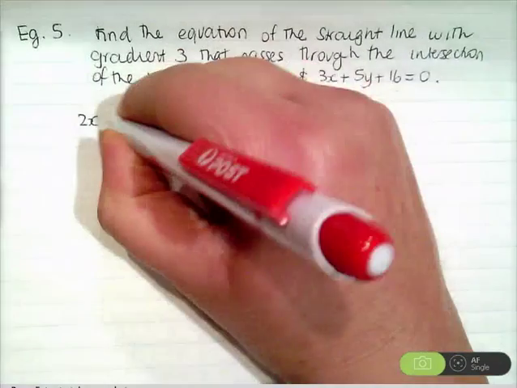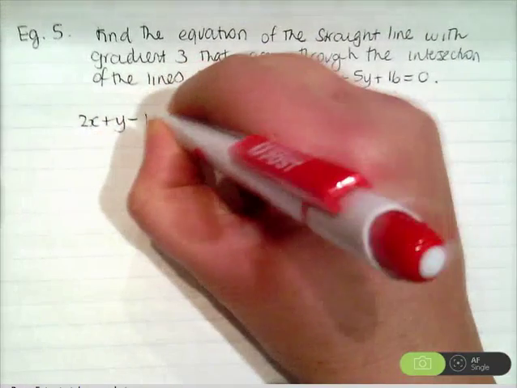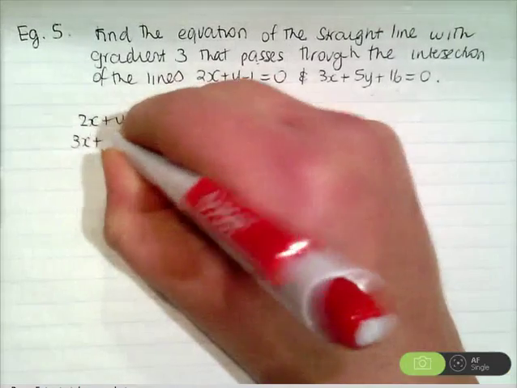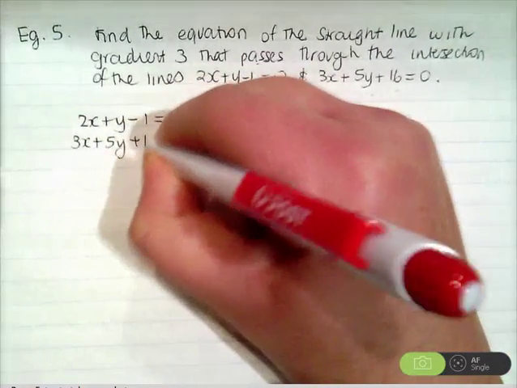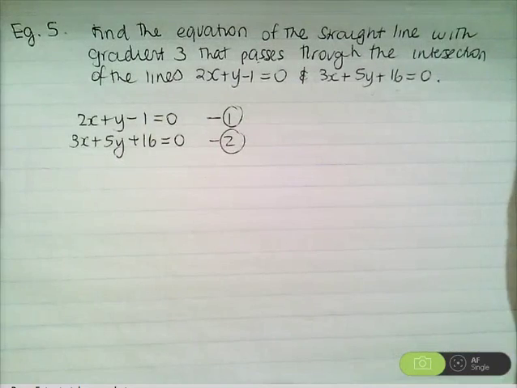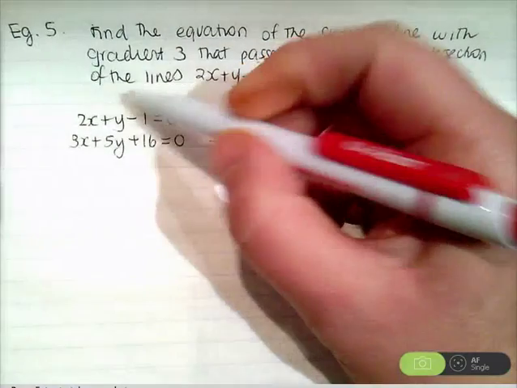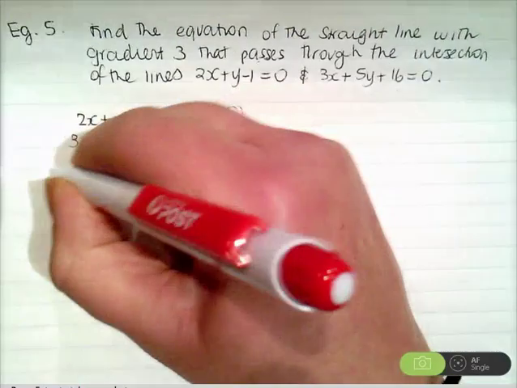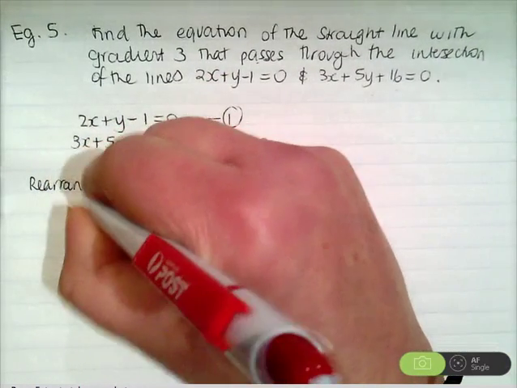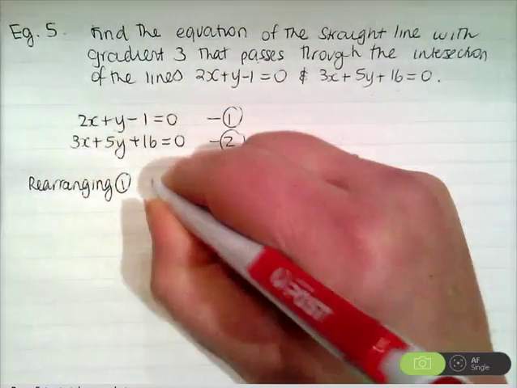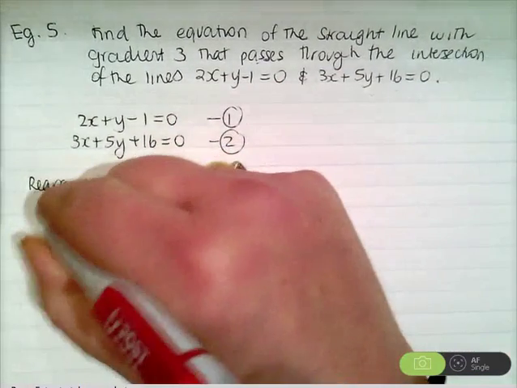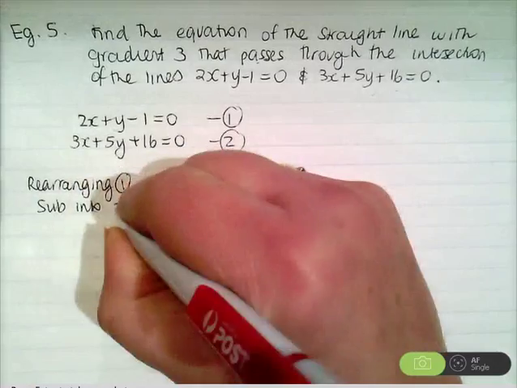We've got 2x plus y minus 1 equals 0, that's equation 1, and the second line is 3x plus 5y plus 16 equals 0, that's equation 2. Now we can make the coefficients of both equations the same, or we can just rearrange equation 1. I'm going to rearrange equation 1 and then just substitute. So rearranging equation 1, we'll get that y equals negative 2x plus 1. We are going to sub that into equation 2.